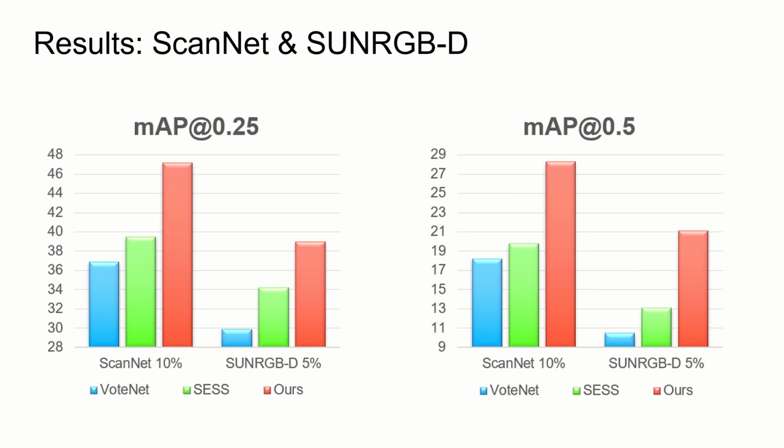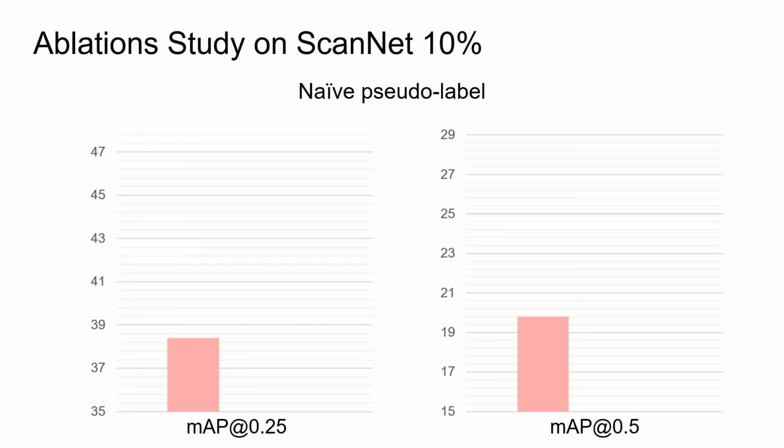We perform a thorough evaluation and show that we are able to significantly outperform the prior art, SESS, under all label ratio settings. Here we show the comparison on ScanNet and SUN RGB-D with annotation for 10% and 5% of the scenes, respectively. Our improvement over SESS is remarkable, especially on mAP at 50%. Compared to a naive pseudo-label baseline, our final model consists of filtering, test time IoU-guided NMS, and IoU optimization, all based on our specialized IoU module.